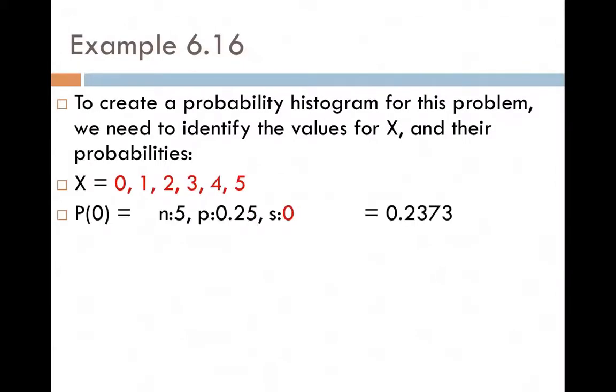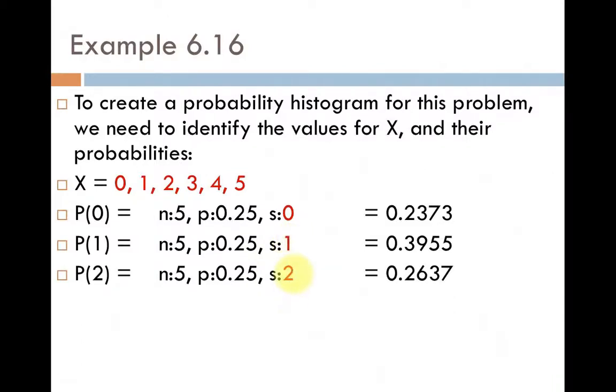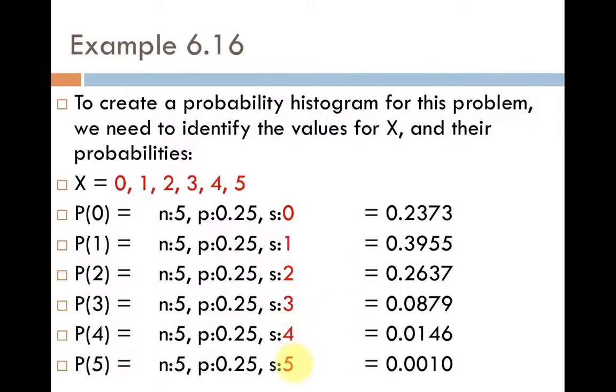Okay, your 6 probabilities are 0.2373 and 0.3955. This is the probability of getting 1 correct when you guess on a 5-question multiple choice test. The probability of getting exactly 2 correct when you guess is 0.2637. The probability of getting 3 correct, we did this in part A, is 0.0879. The probability of getting 4 correct is 0.0146. The probability of getting 5 correct, we did this in part B, is 0.0010.